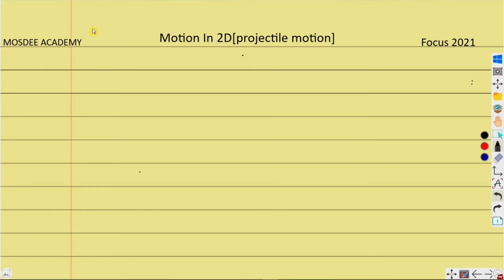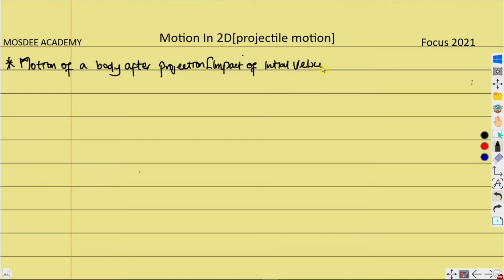Now, about projectile motion, we might have studied in our early classes that it is the motion of a body after projection. That is, when you have imparted some initial velocity to it, the motion is termed projectile motion.